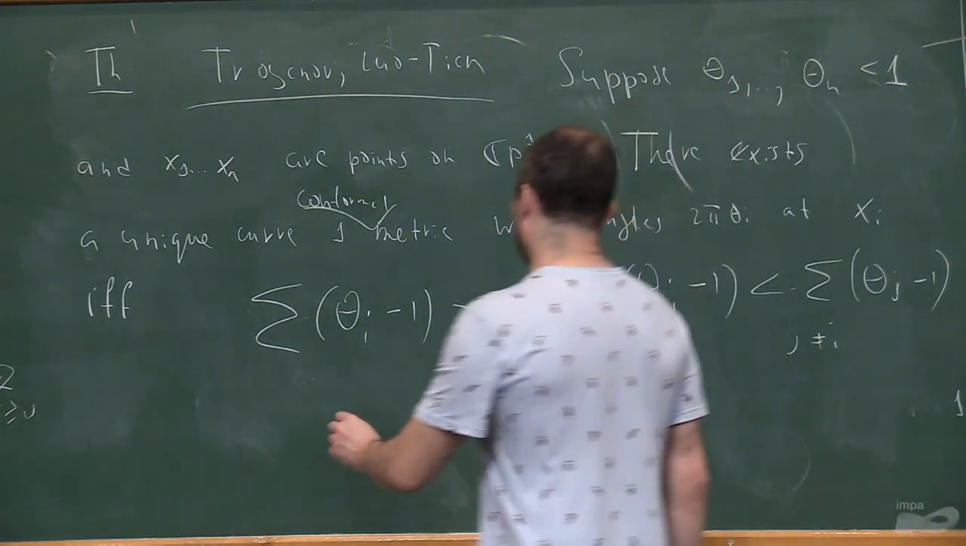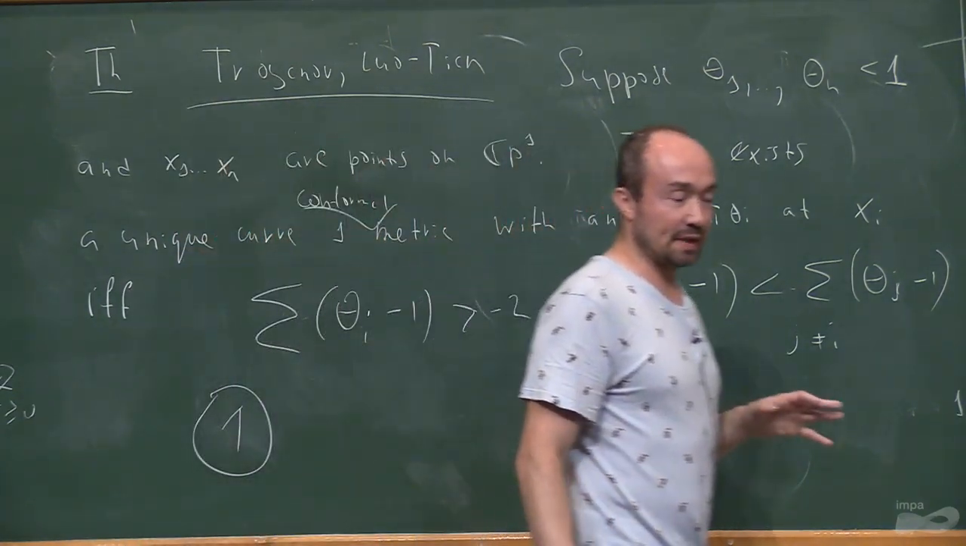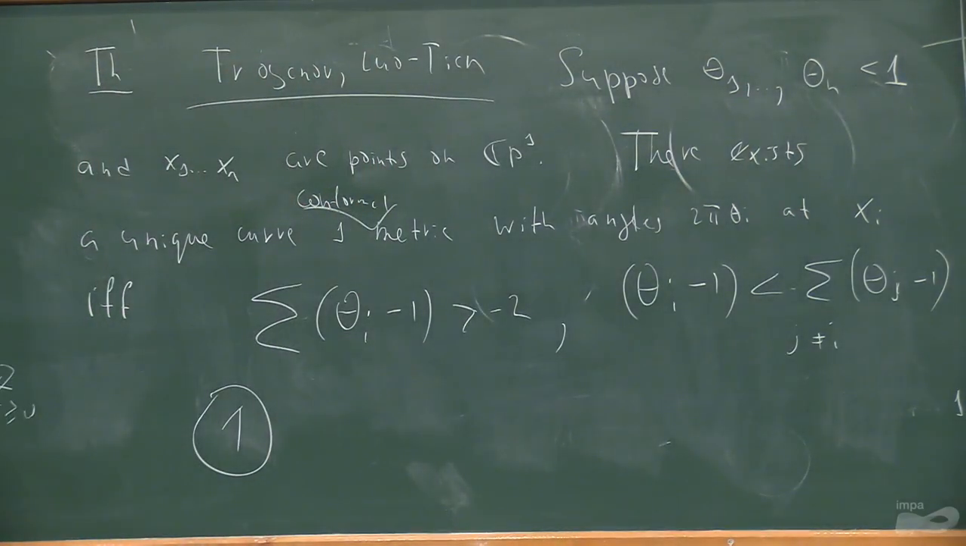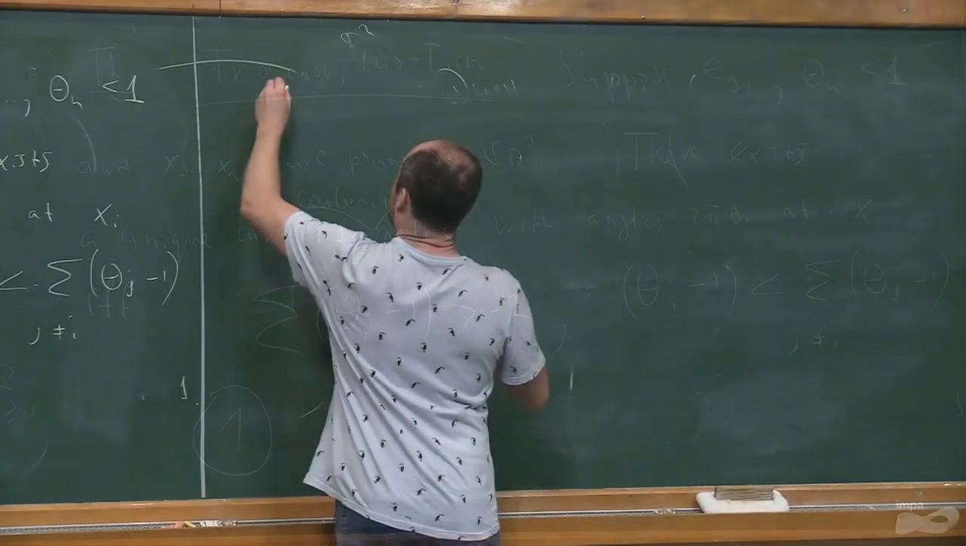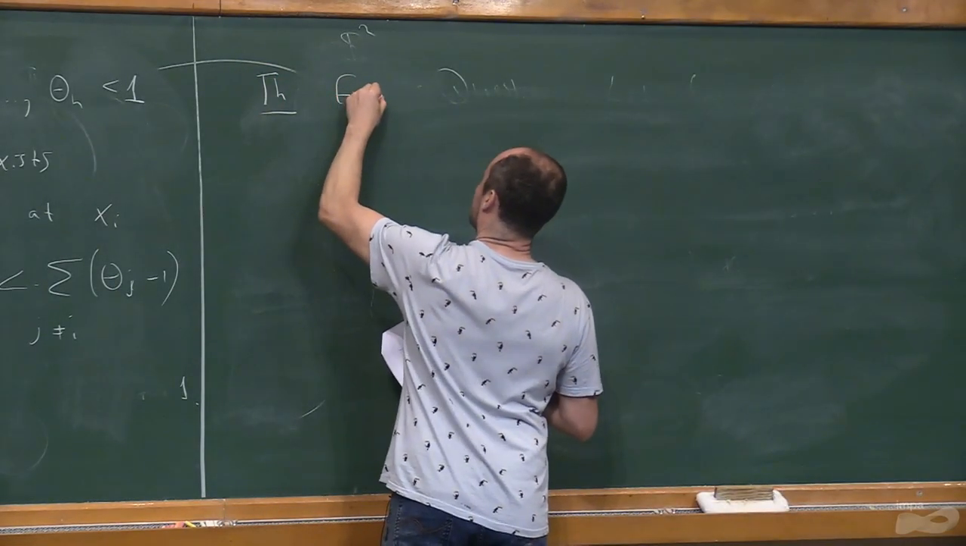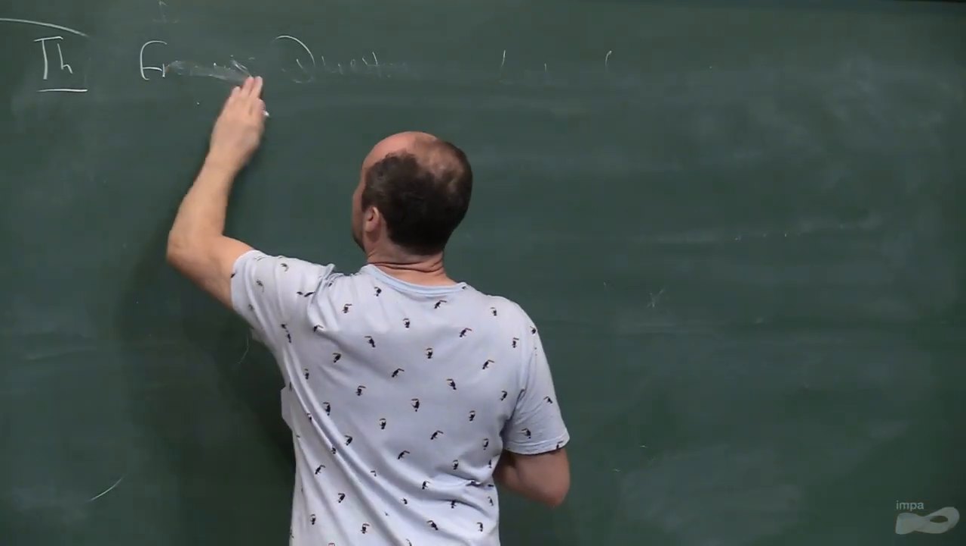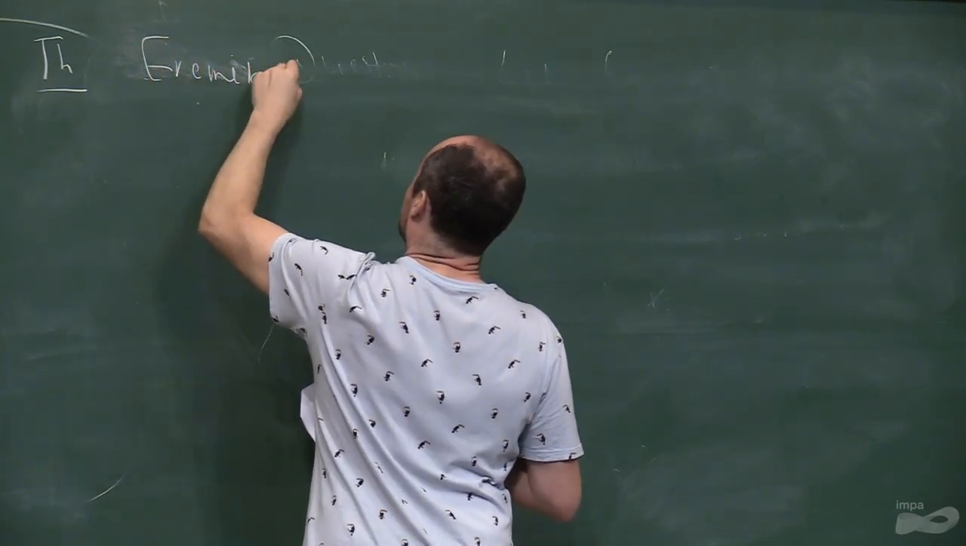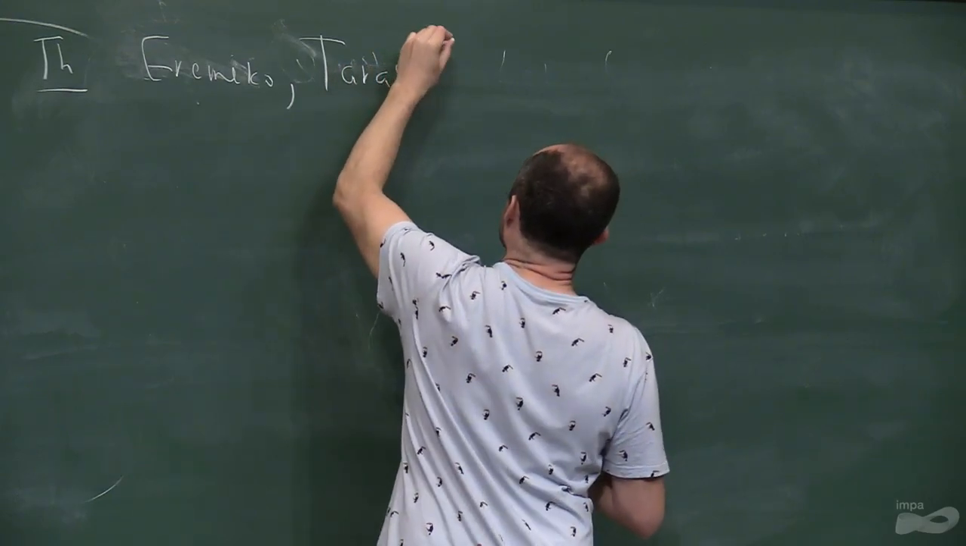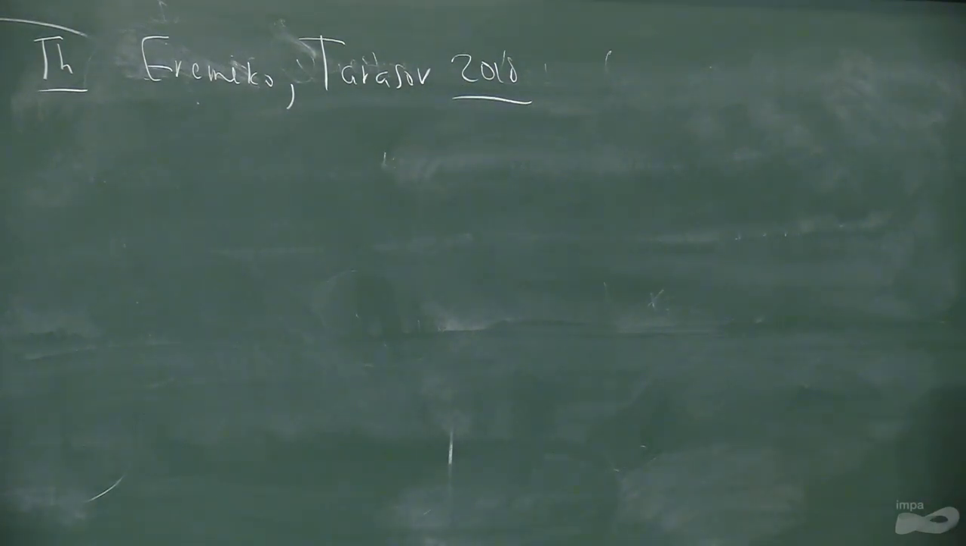So here the number is equal to 1. And there is a different result, where you see different numbers. This is a nice recent result of Yeremenko and Trajanov. It's a little bit more specific, but it's also about spheres. So the result is like this. The theorem is by Eremenko, Gabrielov, Tarasov. This is 2018. And they considered a very cute case.